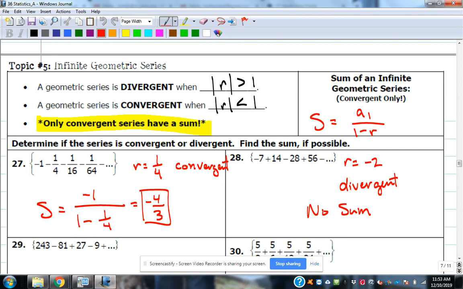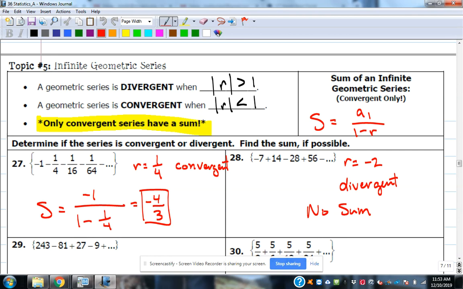And we found out that that one added up eventually to -4/3 for the total for that sum from -1 all the way to positive infinity terms out of that. And then number 28, we saw that the common ratio was -2. The absolute value of that is 2. 2 is greater than 1, so that's a divergent series.